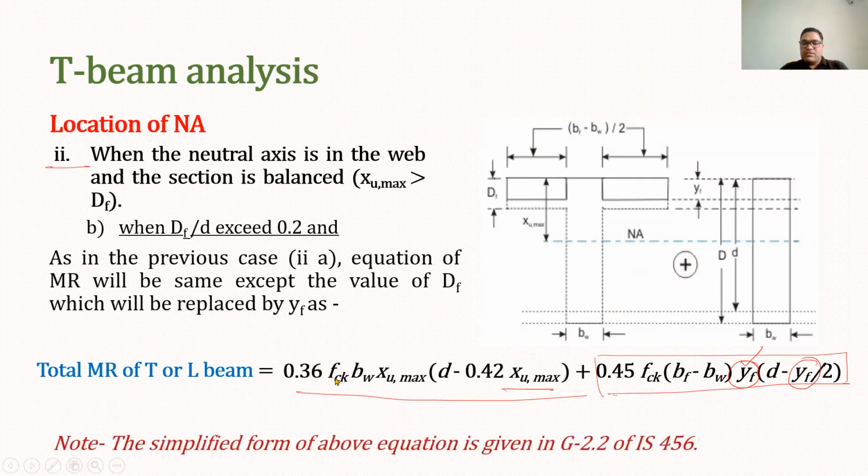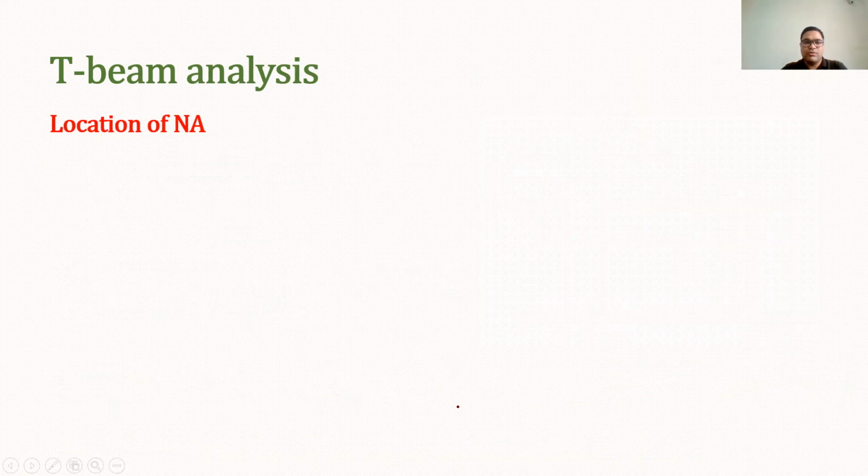And the same formula is given in G 2.2.1. So this formula is given in G 2.2.1. So basically this is the basic formula. The simplified form is given in the IS code.